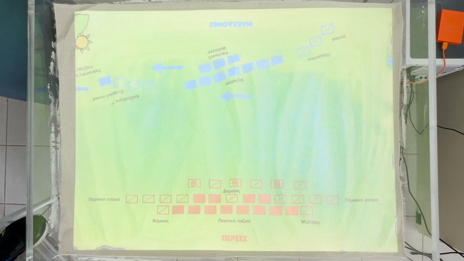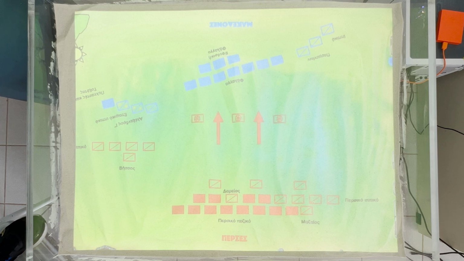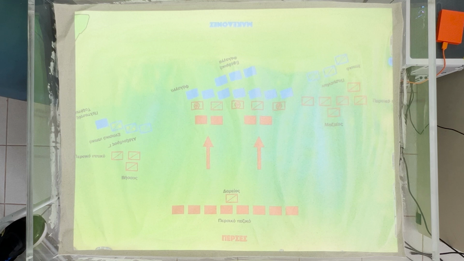The sand could be shaped to show the rough topography, including the river, hills, and open field where the battle occurred. Army deployment. Using miniatures or markers, you can represent the Macedonian and Persian armies, positioning them as they were at the start of the battle. This can help illustrate the differences in troop formations and numbers.